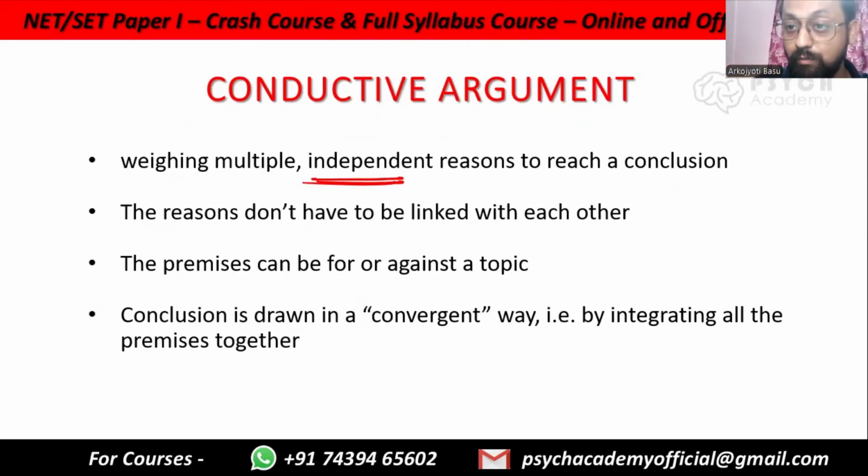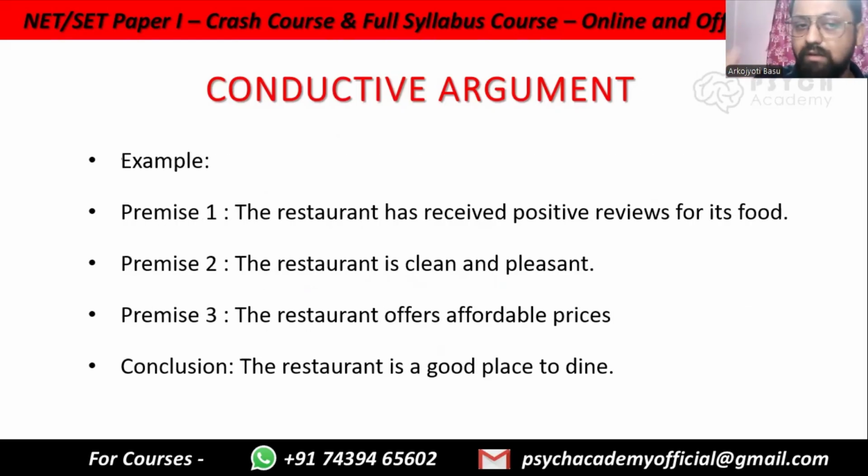But in conductive argument, it is taken for granted at the beginning that premises do not need to be linked to each other. So, premises can be for or against a topic, and the conclusion is drawn in a convergent way by adding or integrating. Let's look at some examples. Premise 1: the restaurant has received positive reviews for its food. The restaurant is clean and pleasant. The restaurant offers affordable prices. Hence, this restaurant is a good place to dine.